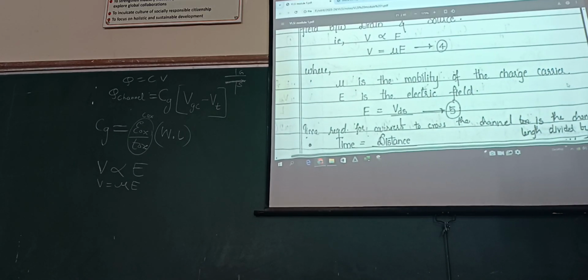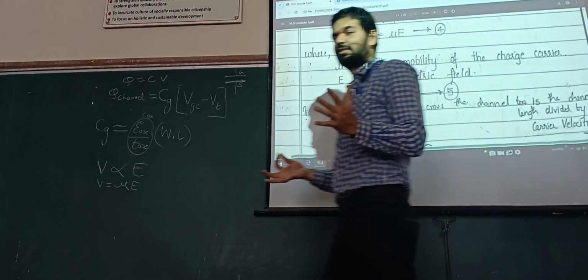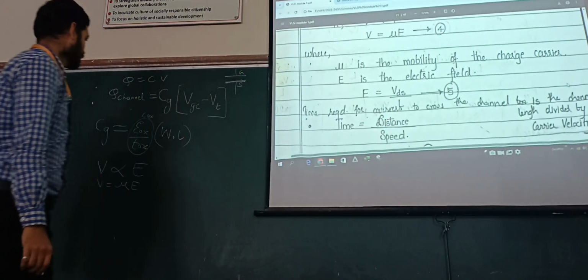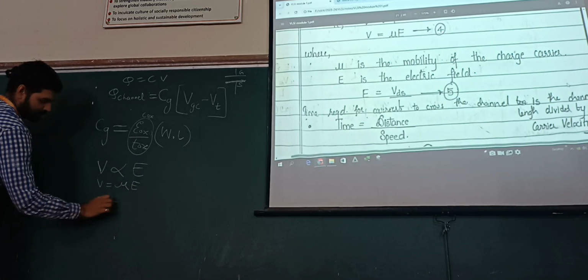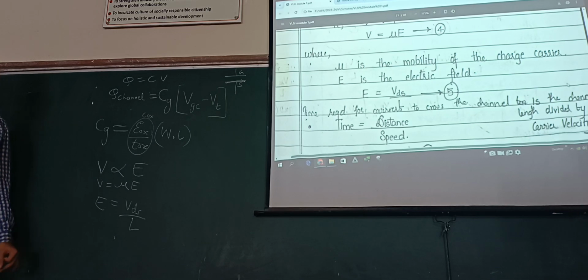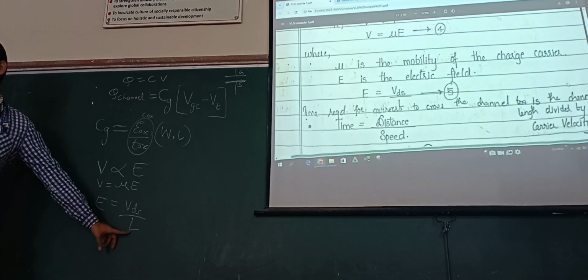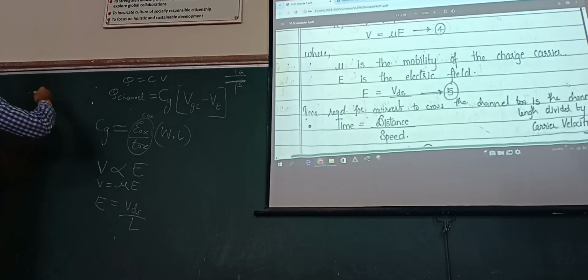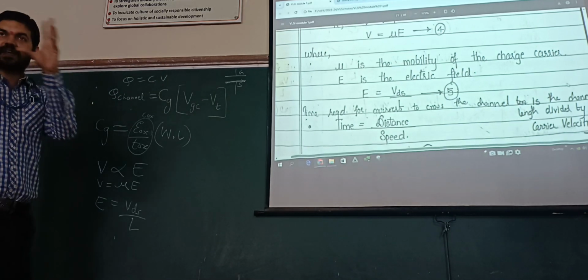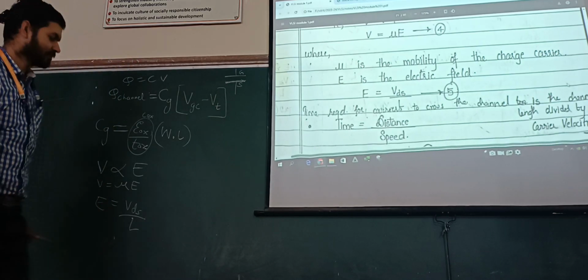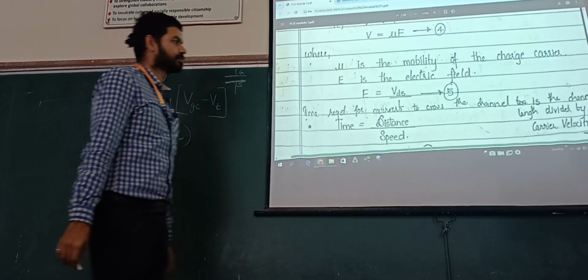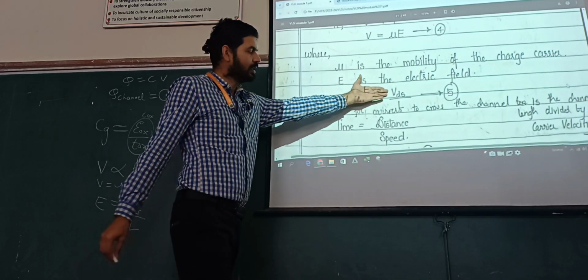Okay. And what is that E? How is it formed? Electric field is VDS divided by L. What is L? Length of the MOS. If L increases, what happens to E? It decreases. Think about it: if you make the length very large, the voltage effect will be less. In a small area the effect is greater. So E is the electric field, which is given by voltage applied divided by the length of the MOS.